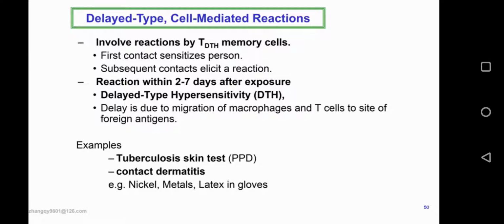So as a doctor or as a nurse, if you do a skin test for type 4, you ask the patient to go back and come again in 2 or 3 days. Why? Because you should explain why. You tell them they need time for the T cell and the macrophage to migrate here to the tissue. Examples are the tuberculosis skin test and contact dermatitis.